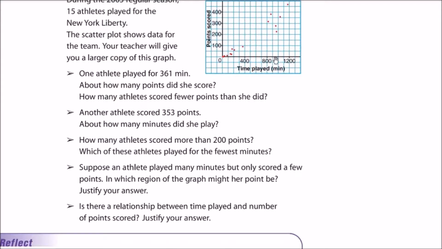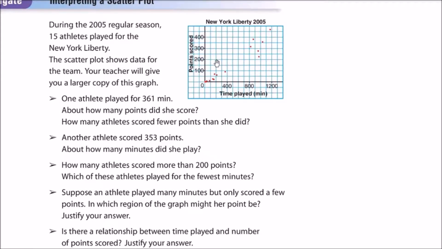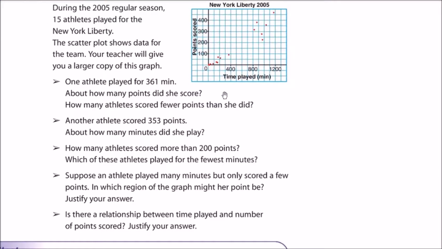Now this scatter plot shows data for the team. One athlete played for 361 minutes. See, from here to here, one athlete played for about 360 minutes. And what points did she score? If you take this scale as 100, 200, 300, 400, it is around 300 and in between, like this. So how many points did she score? The points are around 100. And another athlete scored 353 points. How many minutes did she play?